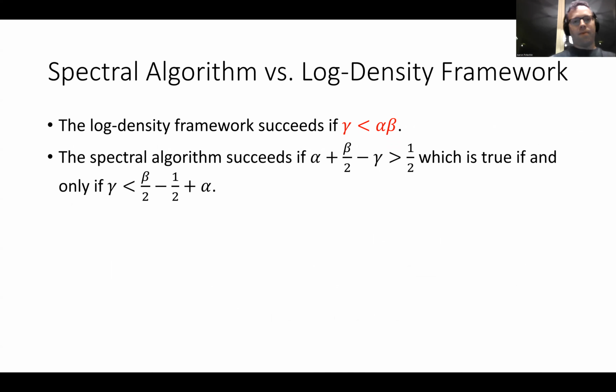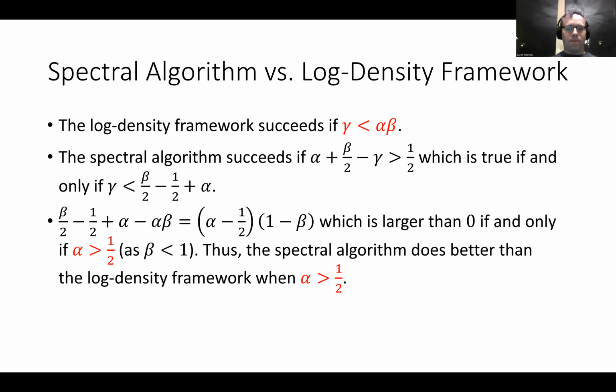So now let's compare the spectral algorithm and the log density framework. The log density framework succeeds if gamma is less than alpha times beta. The spectral algorithm succeeds if alpha plus beta over 2 minus gamma is bigger than 1/2, which is true if and only if gamma is less than beta over 2 minus 1/2 plus alpha. So subtracting the first bound from the second bound gives beta over 2 minus 1/2 plus alpha times beta, which is equal to, in parentheses, alpha minus 1/2 times (1 minus beta). And this is larger than 0 if and only if alpha is bigger than 1/2. So the spectral algorithm does better than the log density framework when alpha is bigger than 1/2.